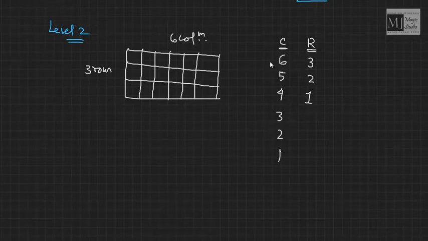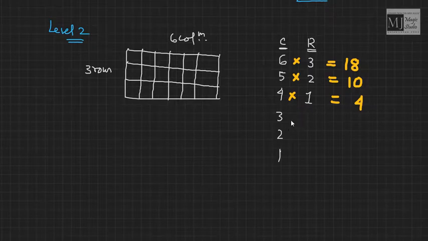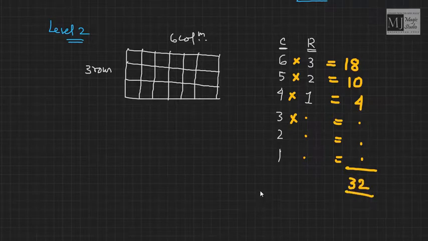Now multiply horizontally. 6 into 3, 18. 5 into 2, 10. No need to multiply here. Why? Because we have got 0 here, nothing here. And something into 0 will always end up giving us what? 0. So no need to calculate this. Now just add up. 18 plus 10, 28 plus 4, 32. There are 32 squares in this diagram.